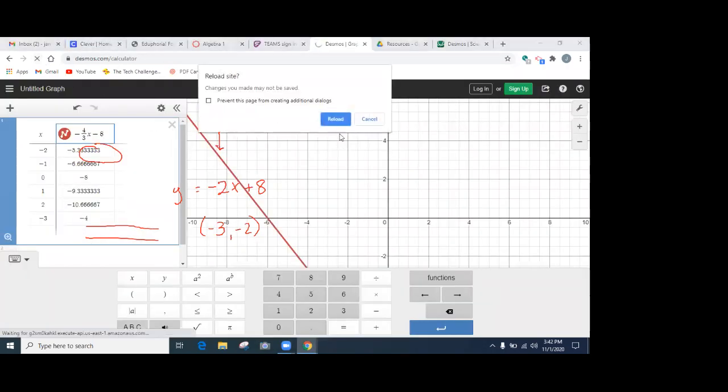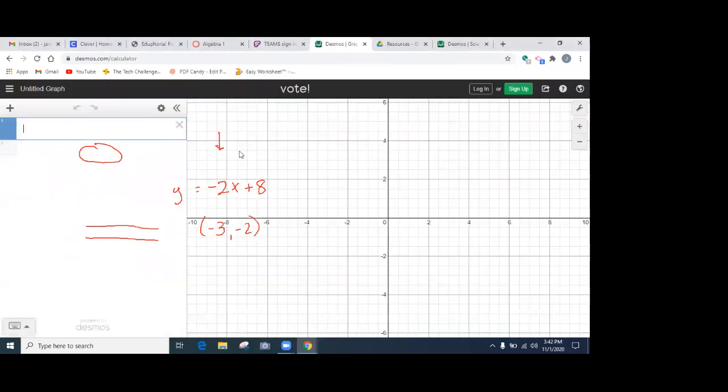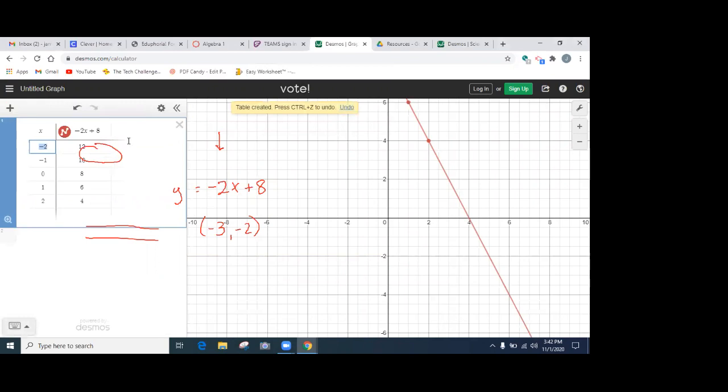All right, we're going to refresh this. And we're typing in y equals -2x plus 8. And then we don't want the line, we want a table. And we want -3, -2. So we're going to type in -3 here. So -3. And we get -3, 14. Okay, well, that's not it.